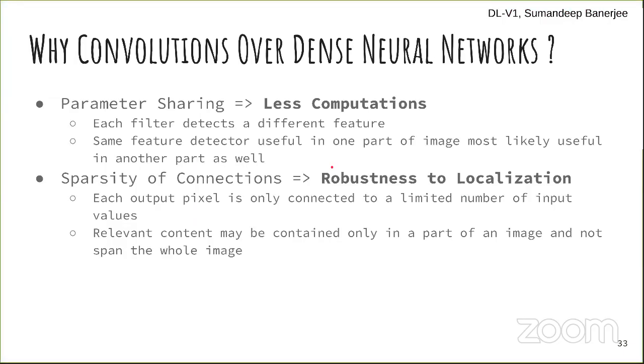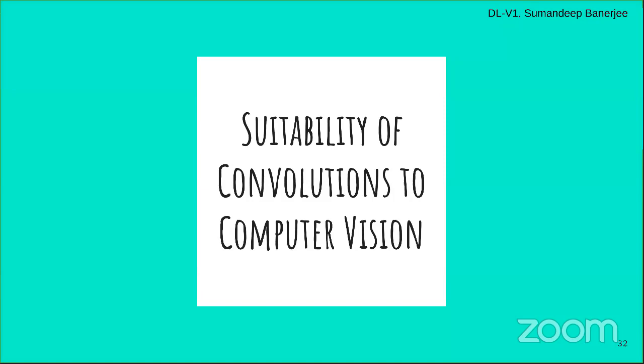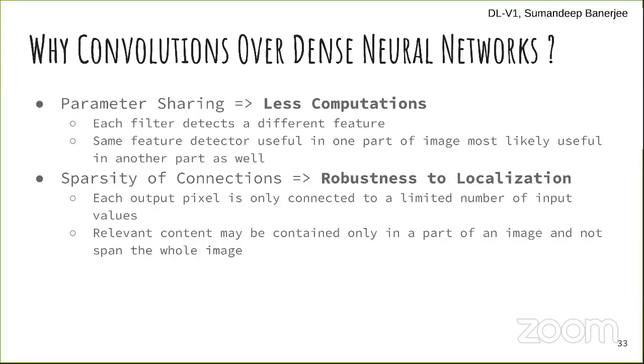Okay. So now we have learned what the convolution is, and in the previous module we learned about dense neural networks. So why are convolutional neural networks suited to computer vision? These are the primary two reasons. One is parameter sharing. Parameter sharing means, if you're trying to detect a person's face, whether the face is in one part of the image or another part of the image, it looks the same. So why learn different parameters?